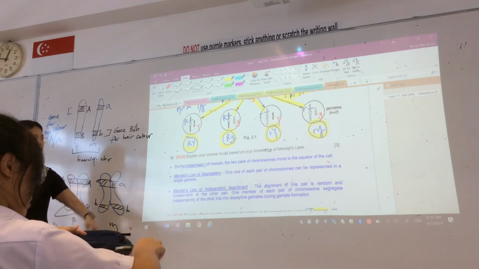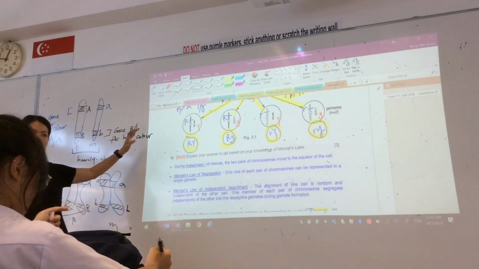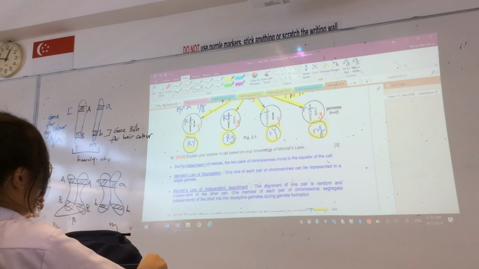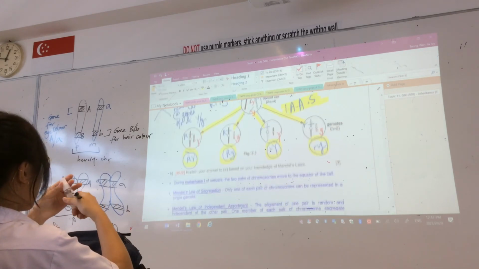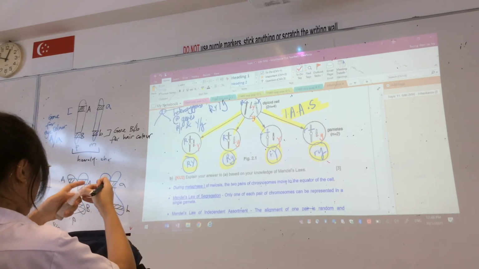By the way, the genes that I just drew, gene R and gene Y, are they linked genes or unlinked genes? Unlinked. How come they are unlinked? Not on the same chromosome. Very good. They are on different chromosomes. Okay, so they are not linked.